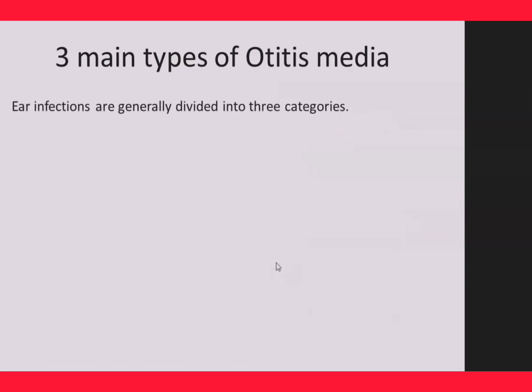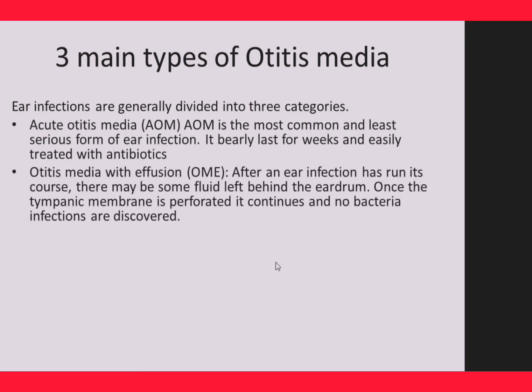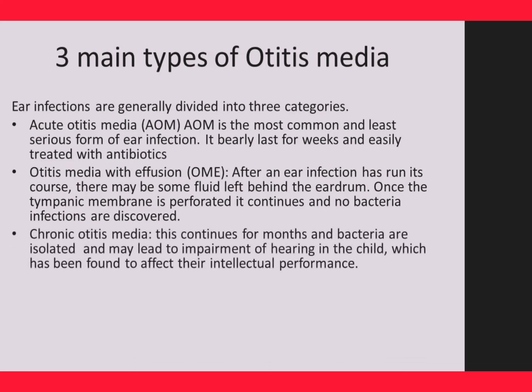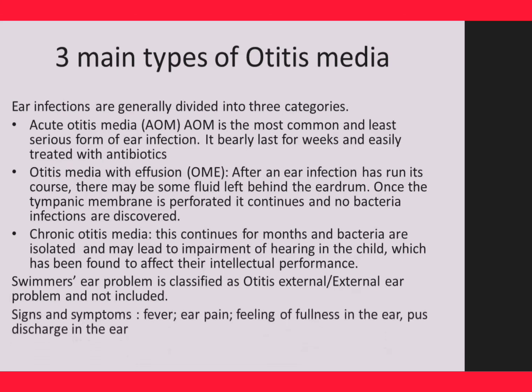Three main types of otitis media that you can categorize are the acute otitis media, the otitis media with effusion, that is very difficult, at times you don't see any bacterial organism there, and the chronic otitis media, which lasts for months, and eventually you may need surgery, you may need to drain, and all stuff like that. The swimmer's ear problem is classified as otitis externa, so it affects the external ear, so it's not considered amongst the otitis media problem.